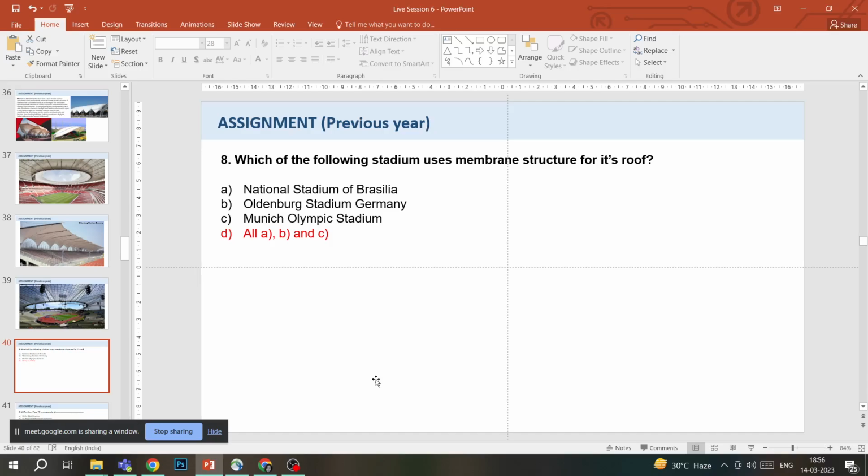Like I said before, I would again mention that you have to remember how these places look. Otherwise, you will not be able to answer these questions. Just because a stadium is mentioned in a question does not mean it will always be a membrane structure. Some stadiums can have different kinds of structures also. These stadiums use membrane structures, but some stadiums actually use different kinds of structures. It's common, but it's not always the case. So you have to remember how these places look to be able to answer these kinds of questions.